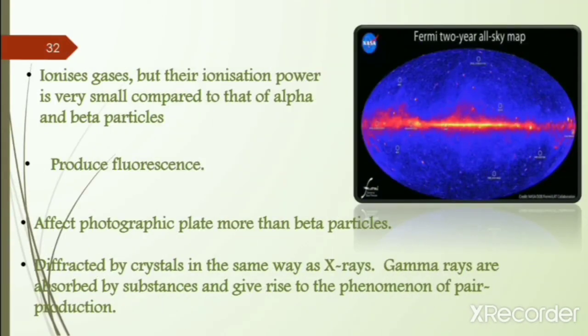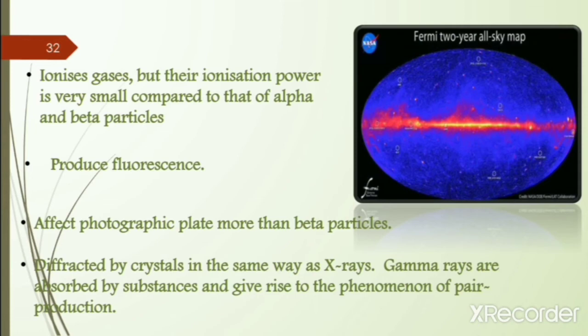Moving on to the next property. Gamma rays ionize gases, but their ionization power is very small compared to that of alpha and beta particles. Gamma rays produce fluorescence. They affect photographic plates more than beta particles do. They are diffracted by crystals in the same way as X-rays. Gamma rays are absorbed by substances and give rise to the phenomenon of pair production.